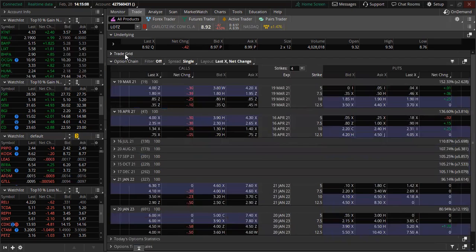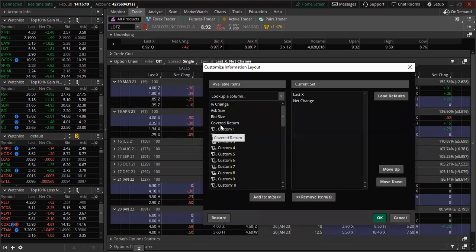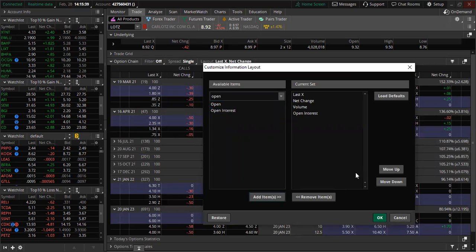Basically, where you were down at with the option chain, you'll go over three, where you see last X and net change. You'll click on that. At the bottom, it says customize. You'll click on there. On the left hand side, when it pops up, you'll type in volume. You'll grab that one. The next one is open interest, open.int. Second one down. And then the probability of being in the money. Prob should pop up.